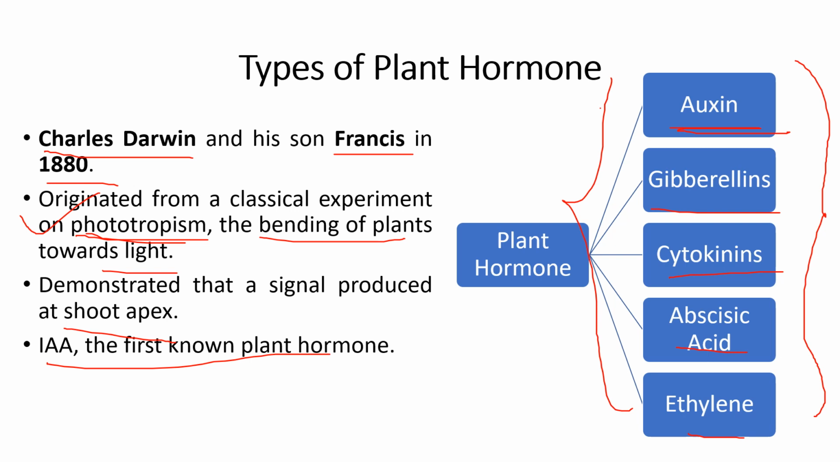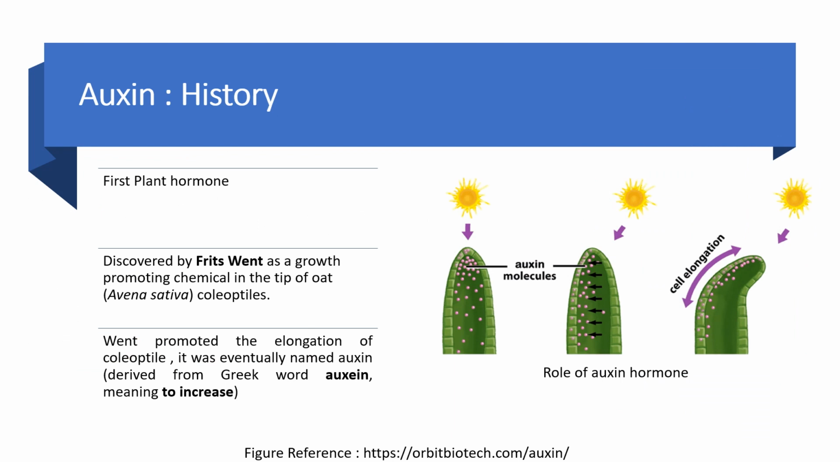These plant hormones are basically derived from three main types of metabolic precursors: amino acids, isoprenoid compounds, and lipids. So these are the precursors of the plant hormones. In the next slide we will be discussing what auxin is, what the history of auxin was, how it gets transported, what the pathways of auxin are, and what the various physiological effects and functions of auxin are.